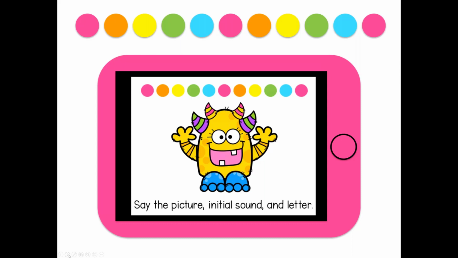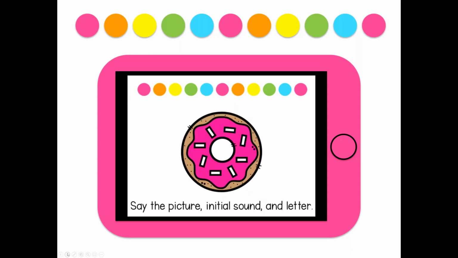All right, so it says, we are going to work on the beginning sound we hear in words. Let's look at the picture. We're going to say the name of the picture, the first sound that we hear, and the letter. Ready? Monster, M. Donut, D.